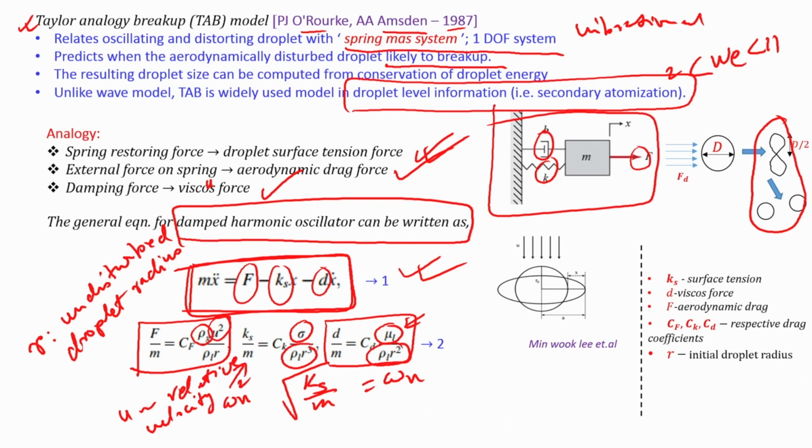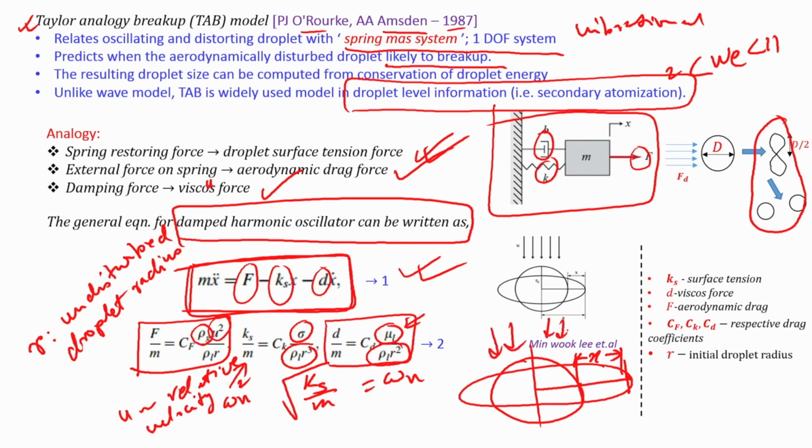So, what is x now? Now that we have said this is a spring mass system, x is, if you look at this particular picture, let me draw it a little bigger, the displacement of the droplet equator. This is your x. It is the displacement of the droplet equator based on an aerodynamic load. The aerodynamic force is coming this way, so that is the displacement of the droplet equator.